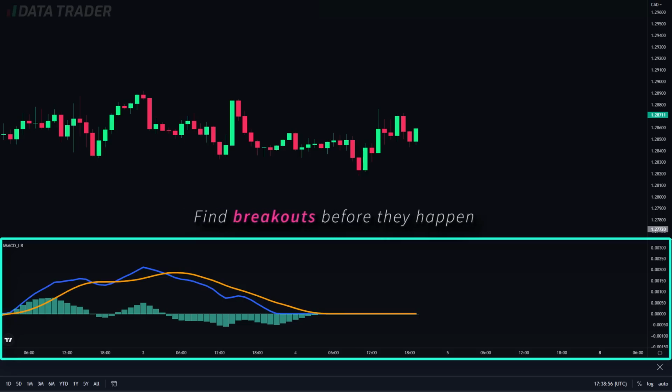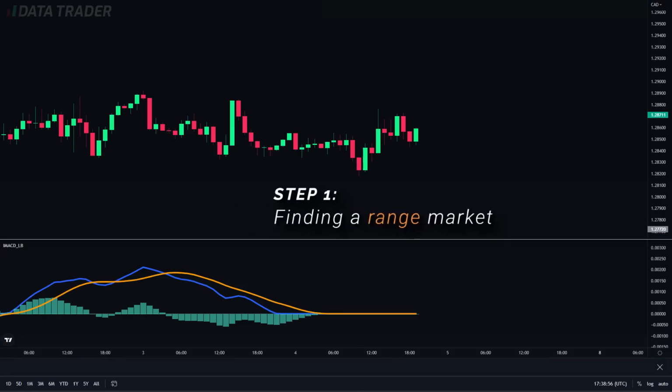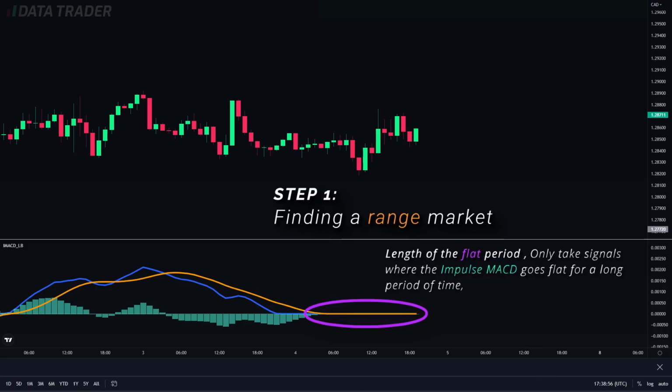So here's how you trade the strategy. The first step is finding a range market, and we can do that by waiting for the impulse MACD to go flat, as shown here. However, you also need to take into consideration the length of the flatness. Remember, we only want to use signals where the impulse MACD goes flat for a long period of time. We do this to ensure that we don't get a false signal, because the longer the market stays within range, the higher the chance that a breakout would happen.